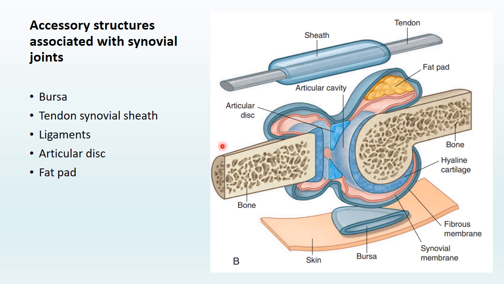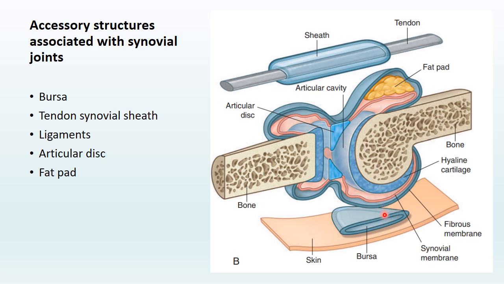In addition to the general features of the synovial joints, there are accessory structures that may be associated with some of the synovial joints in the body. The first structure is called bursa. A bursa is a closed sac, كيس مغلق, of synovial membrane filled with synovial fluid outside of the main joint cavity of the synovial joint. However, it may be an extension from the synovial cavity or an isolated sac, such as in this condition.